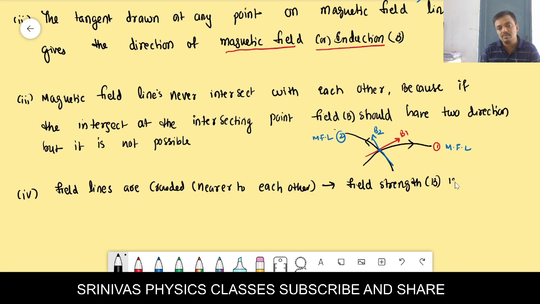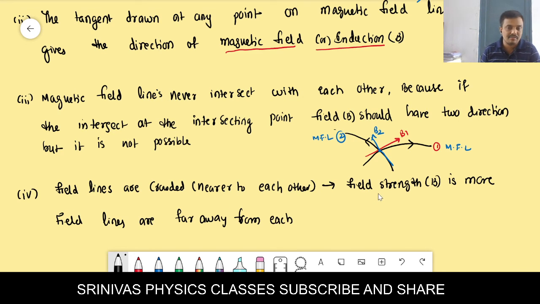Magnetic field is more if the field lines are far away from each other, right? They are not crowded in that region. The region where the field lines are crowded, there the field strength is strong. If the field lines are far away from each other, there the density of the field lines is less, then at that moment the field strength, or the magnetic induction, is also less.